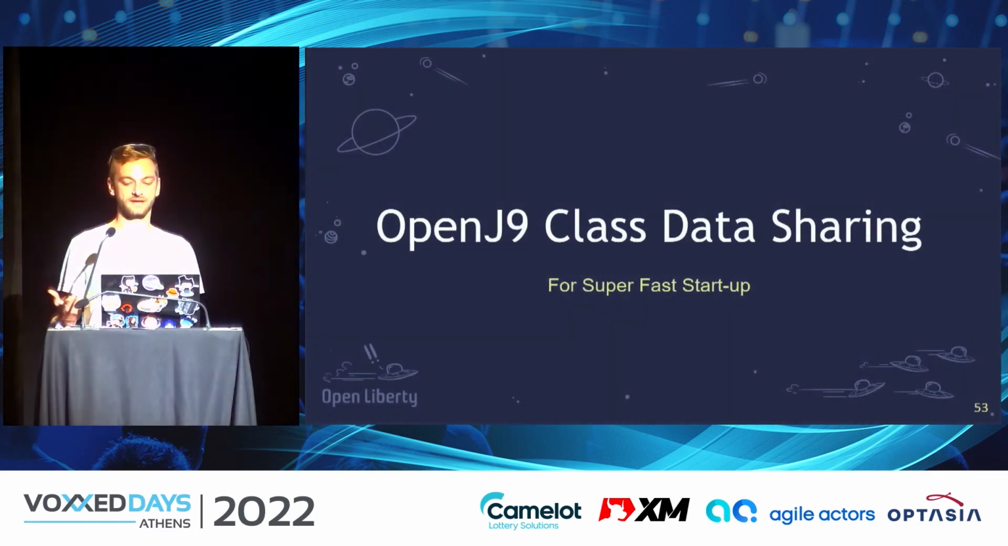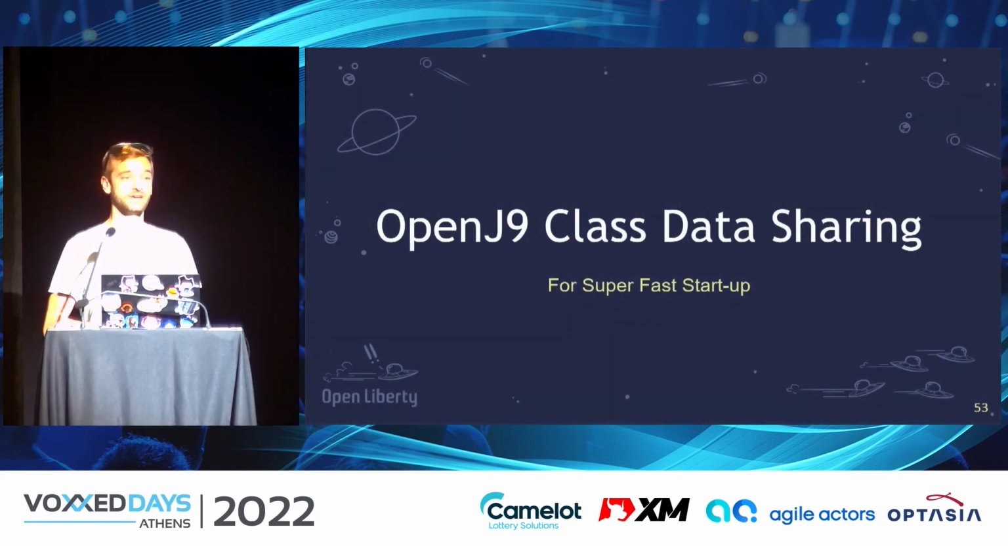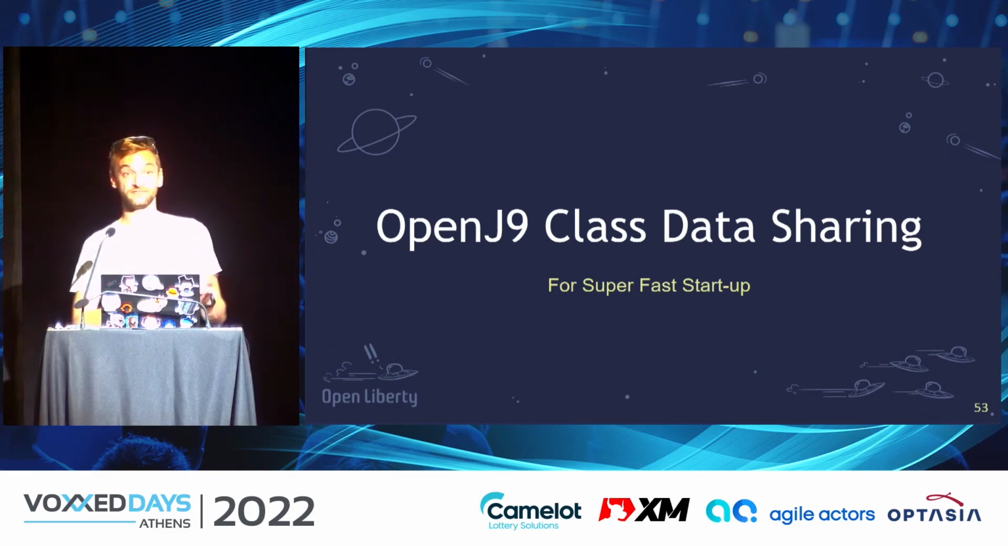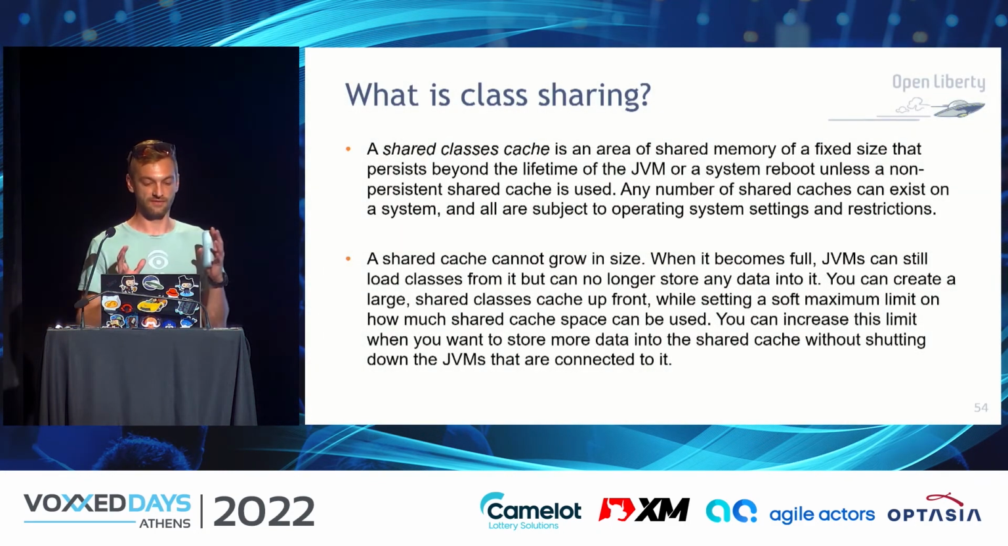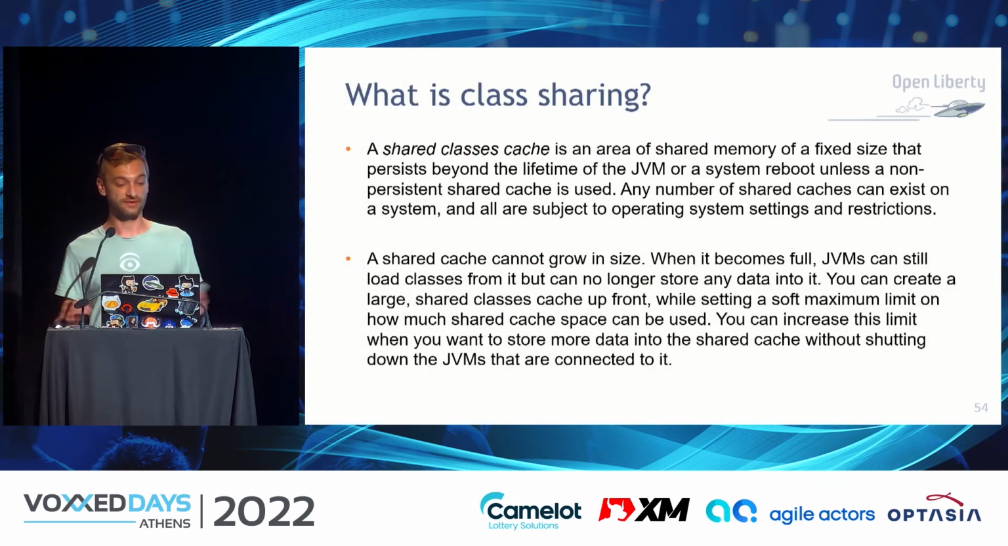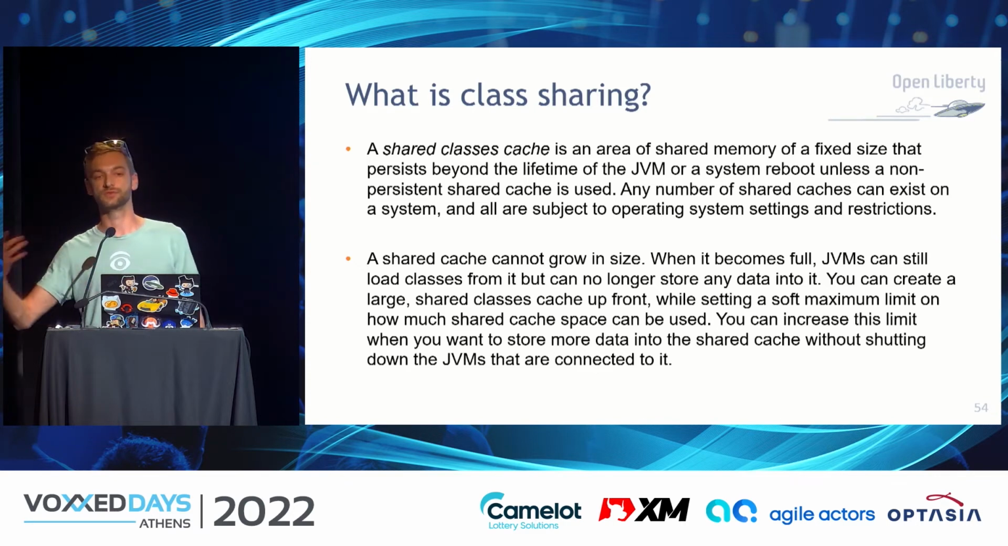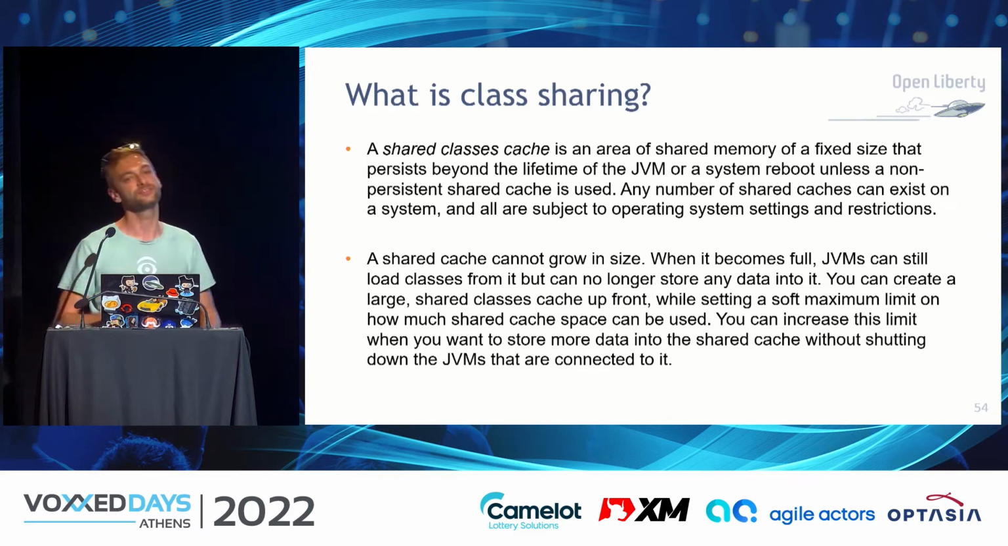So OpenJ9 class data sharing, what is this? This is something that OpenJ9 has put in its JVM, and Open Liberty has had some changes as well to make the most of this. What it does is use a shared class cache in an area of shared memory of a fixed size, and basically it persists beyond the lifetime of your JVM. So if you shut down your operating system, etc., this class cache will stay there.